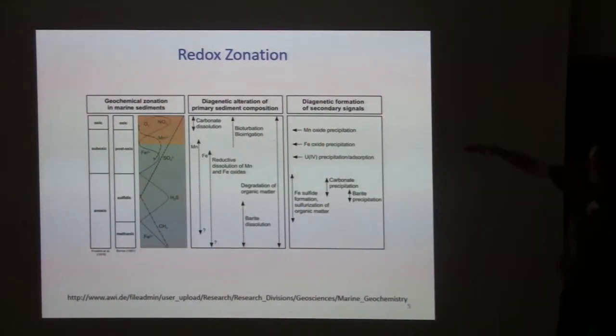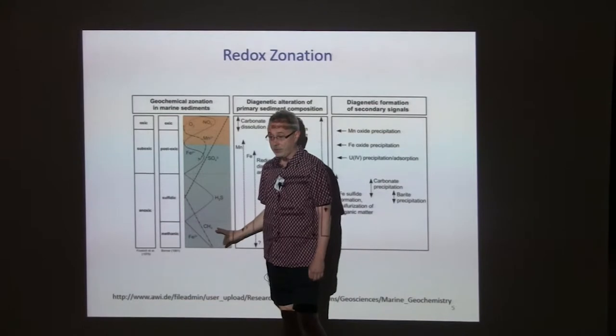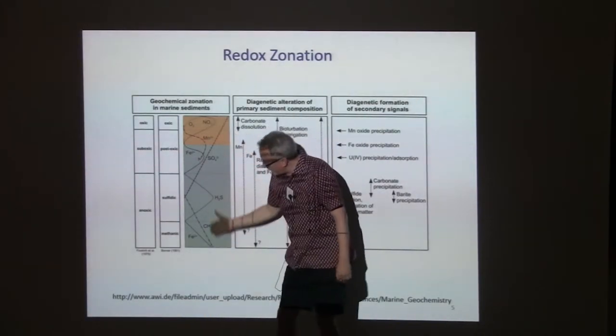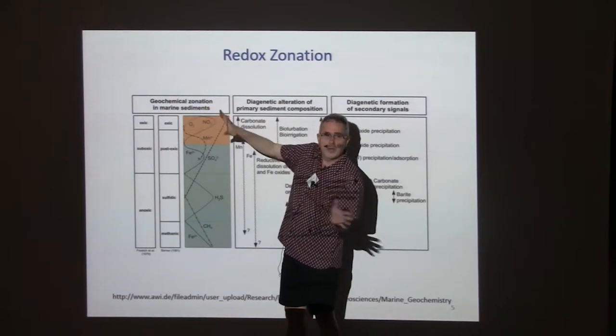So what you're seeing here is a very progressive zonation of redox conditions going from highly oxidizing conditions to highly reducing conditions. By the time that you have methane, you are under highly, highly reducing conditions. So we call this a redox stratification or redox zonation. And it's always, you can go anywhere in the oceans.